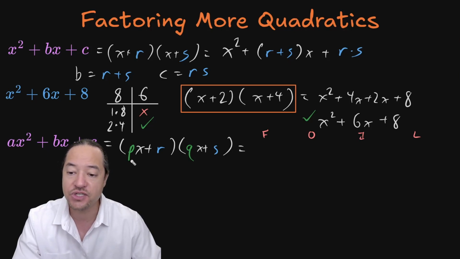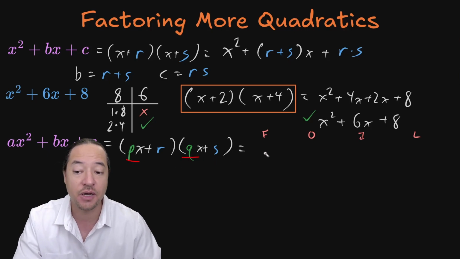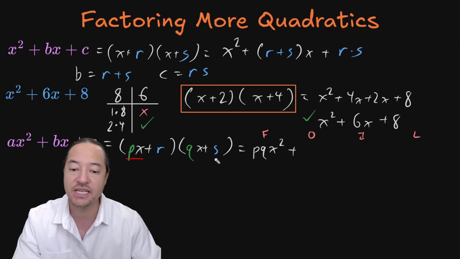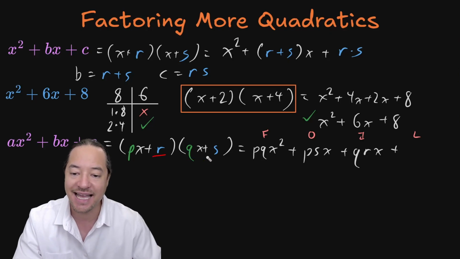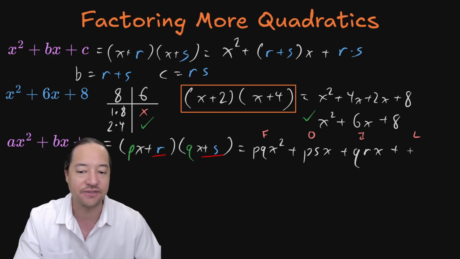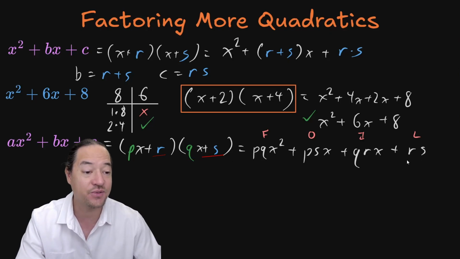We're going to use our FOIL technique here. The first terms, px times qx, what's that going to give us? That's going to give us pqx squared. Now outer times outer, that's px times s. That's going to give us psx. Inner times inner, that's going to give us qrx. And finally, last times last, that's just going to give us rs. So this is the idea. Let me color these in blue. This one's also blue.